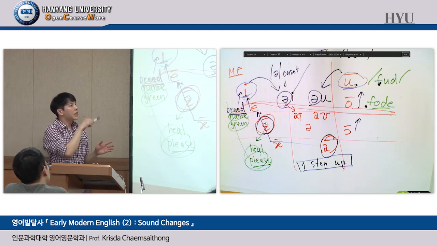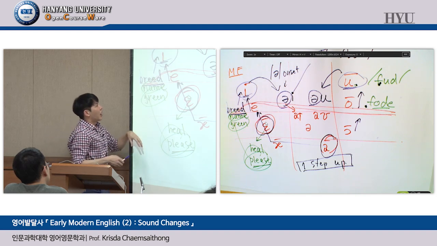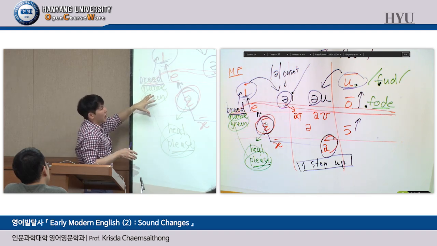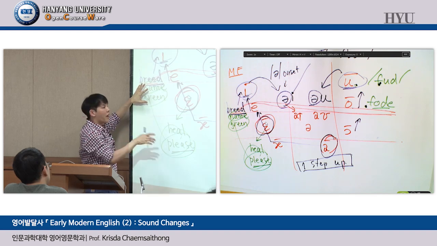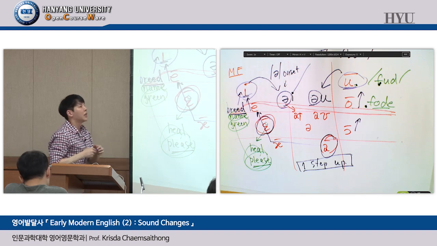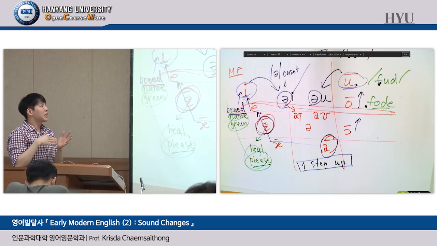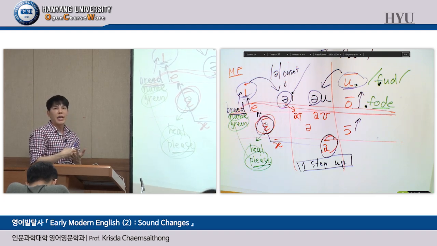And it's not that all of these vowels change in the same way at the same time, meaning that the change of one vowel might have already been completed, whereas another vowel is still changing like that, right? So it's not until the 17th or the 18th century that all the vowels stopped moving and became what we are using today.